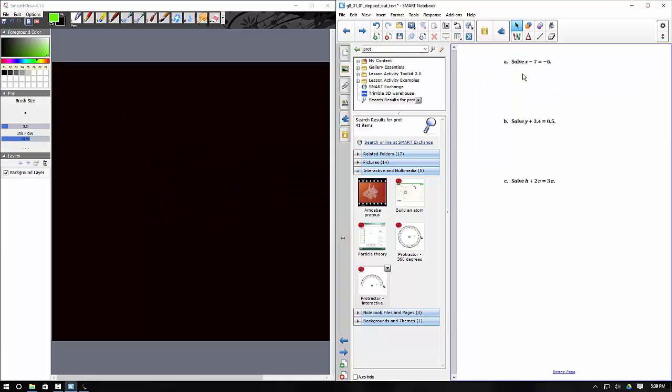So if we go here and we have these here, I want you to try to solve it. To get rid of the 7, I want to get X by itself. I have to add to both sides. This is the addition property. So I'm going to go through here.